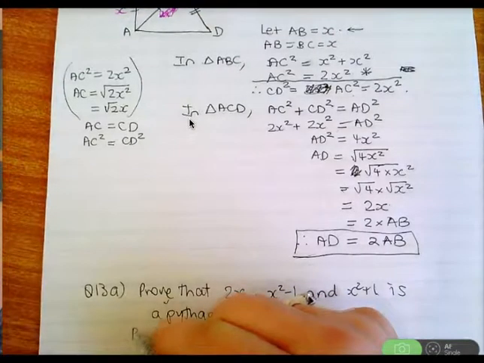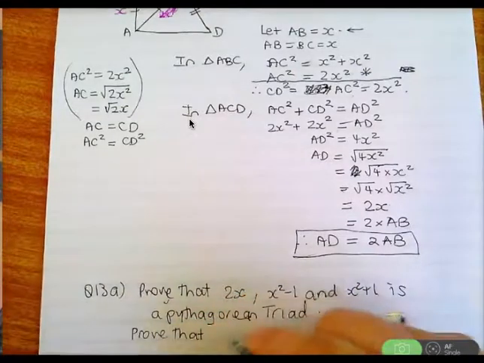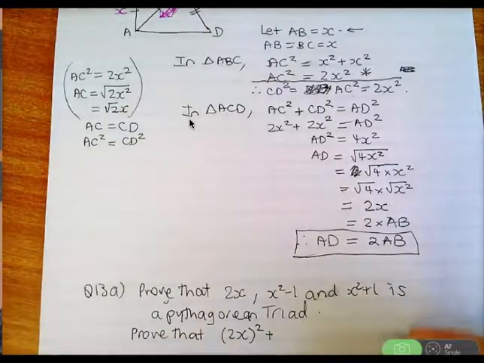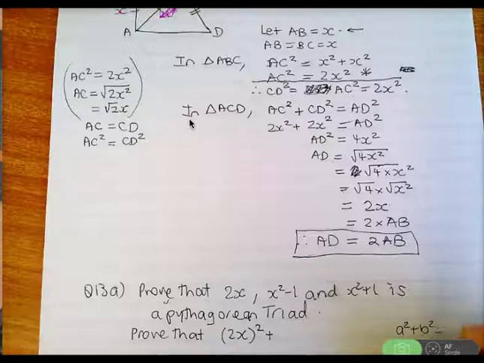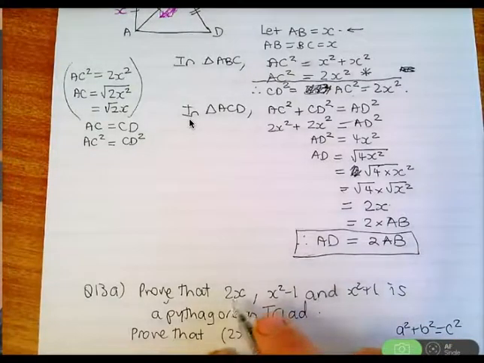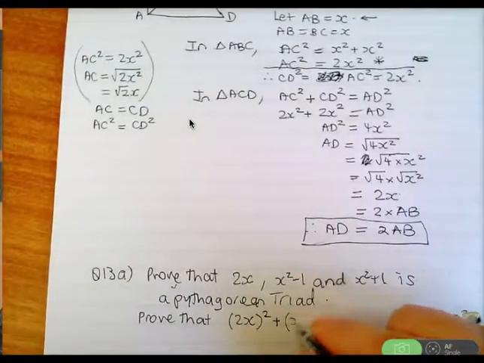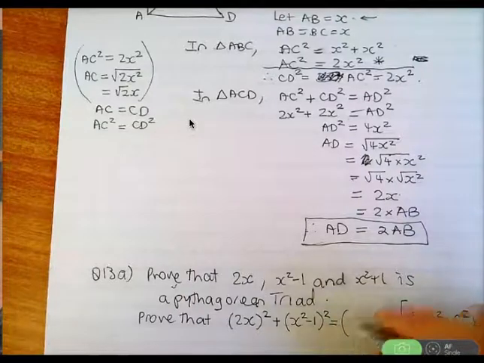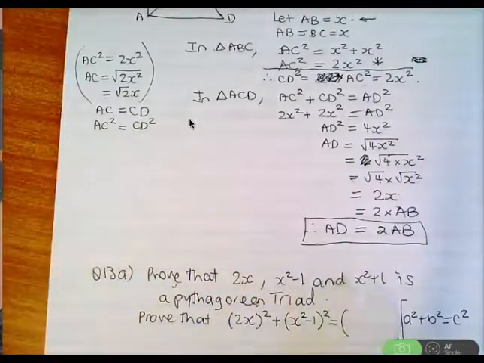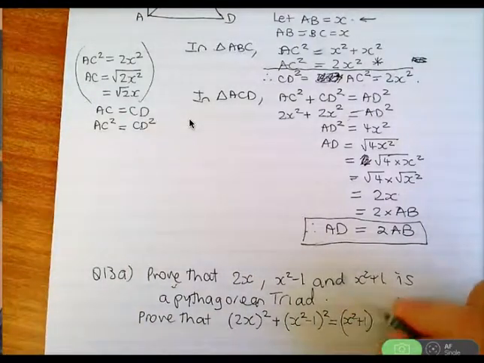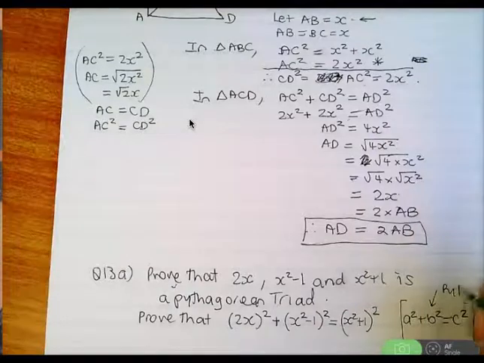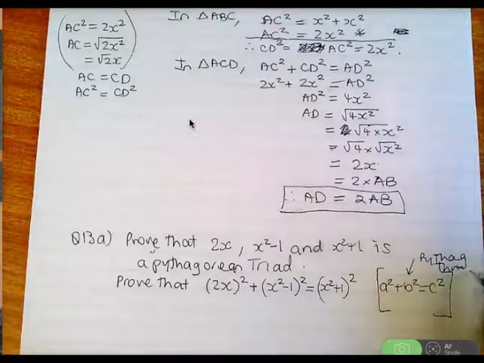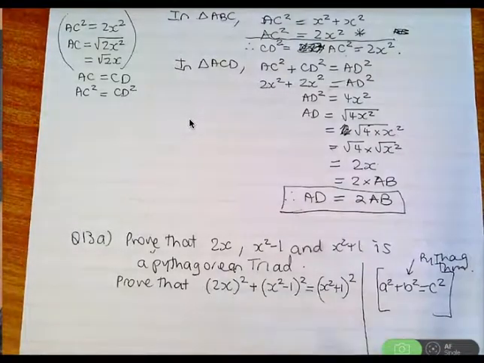Okay. So this is what I need to prove, that this is a Pythagorean triad. What's Pythagoras' theorem? A squared plus b squared equals c squared. So I need to prove that a squared, or 2x all squared, plus x squared minus 1 squared is equal to what? So that squared plus this one squared equals x squared plus 1 squared. That's what I'm trying to prove. This is Pythagoras' theorem.